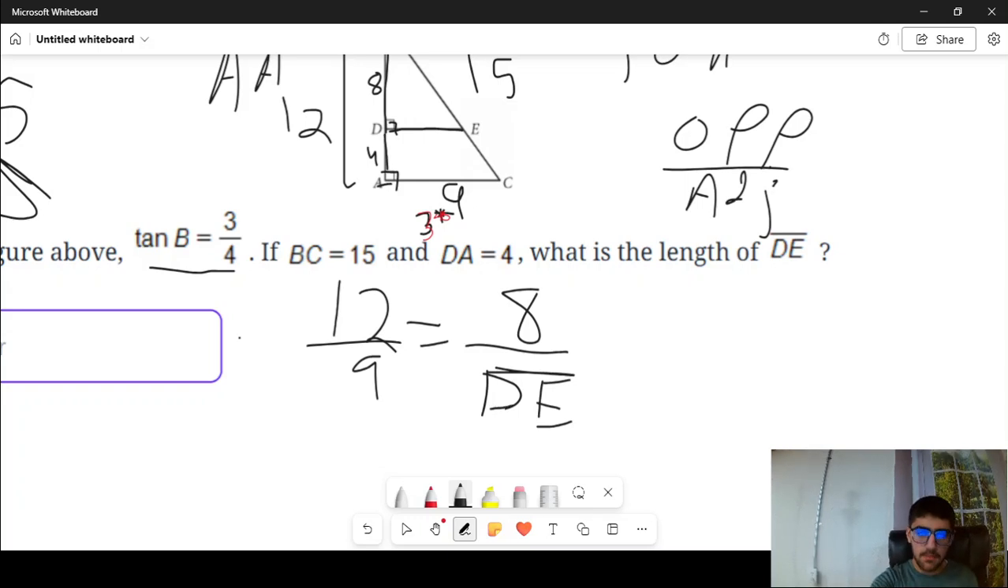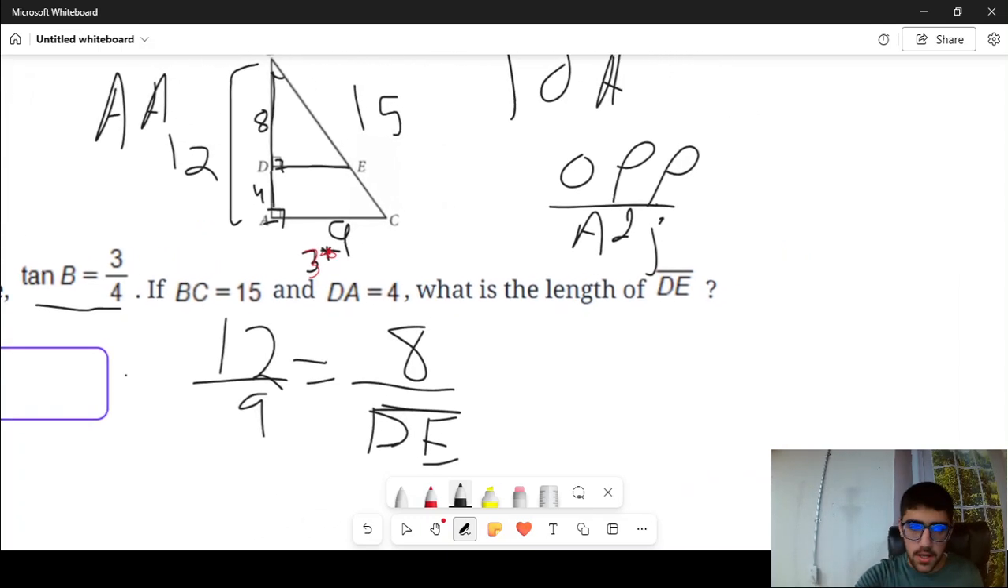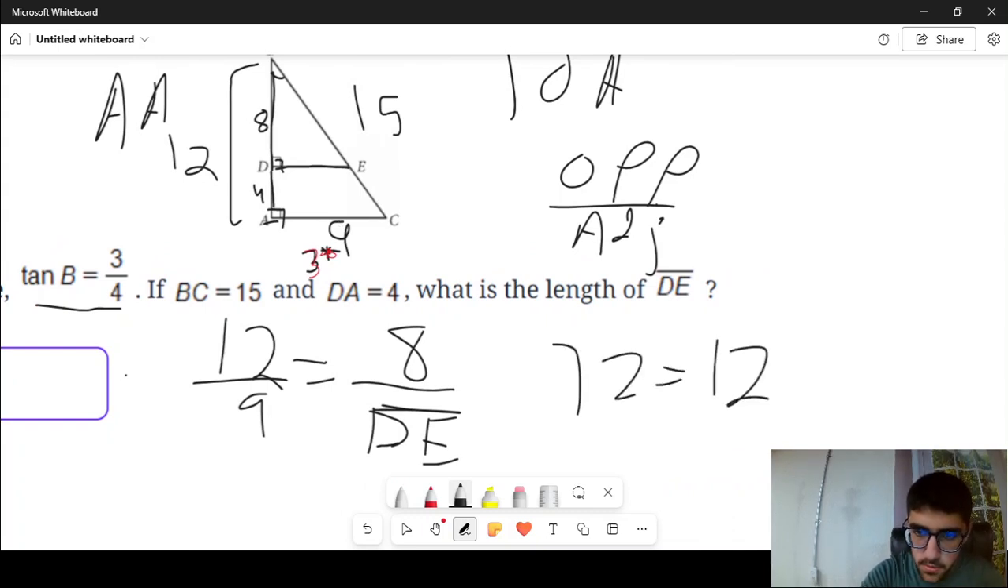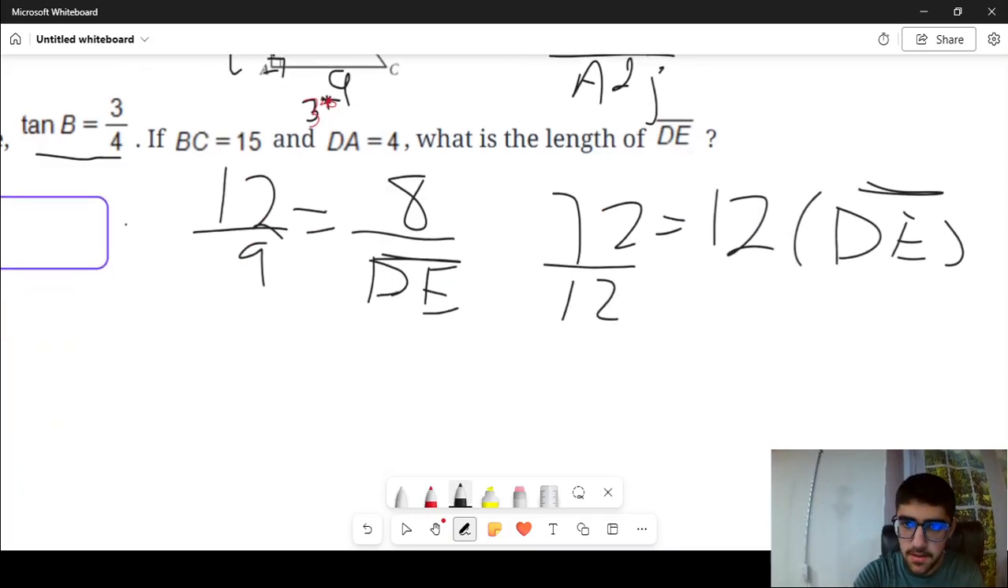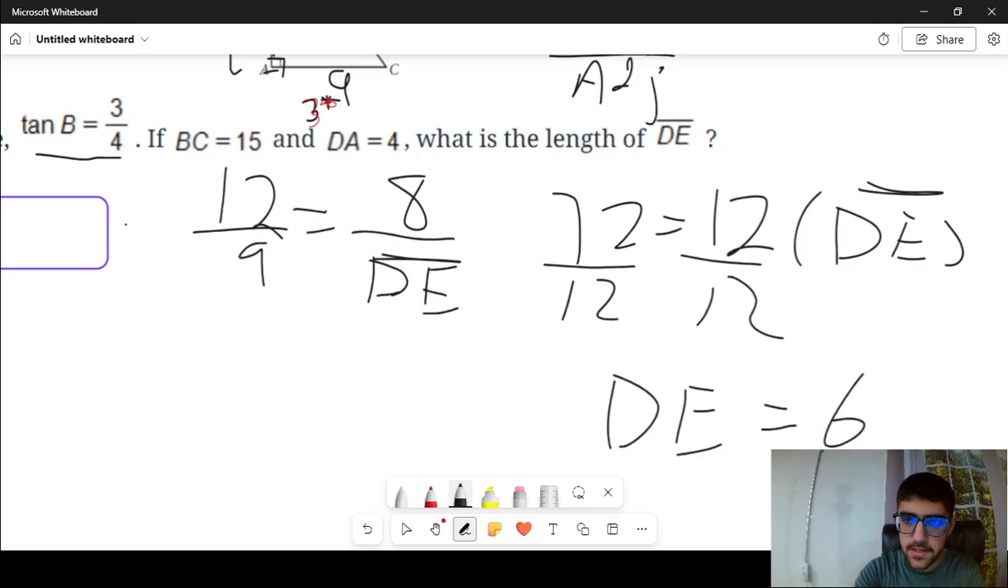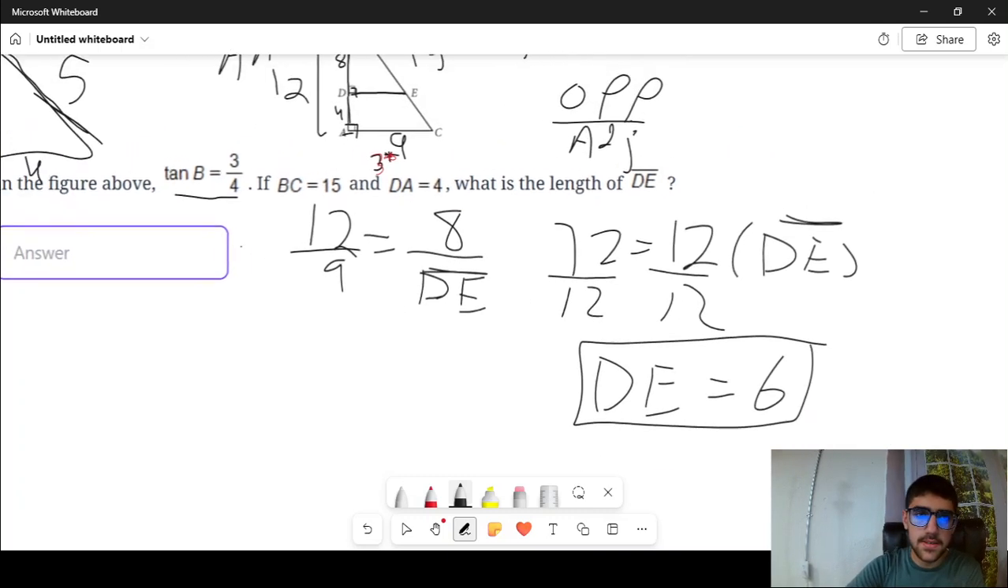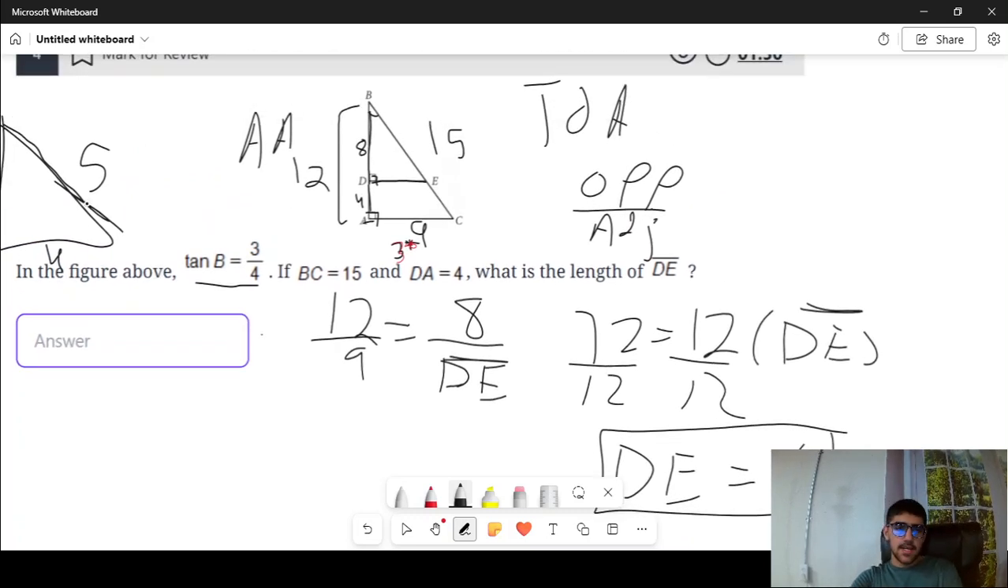And then you just solve for DE now. So let's cross multiply. You get 72 equals 12 times line DE. To find DE, I'm just going to divide both sides by 12. I get DE is equal to 6. And does that make sense? Yes, it does. Also, this is one way to solve it.